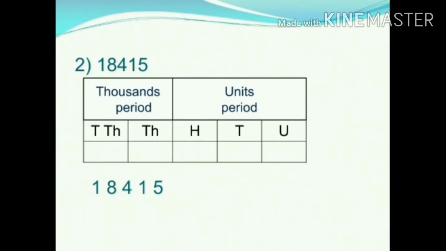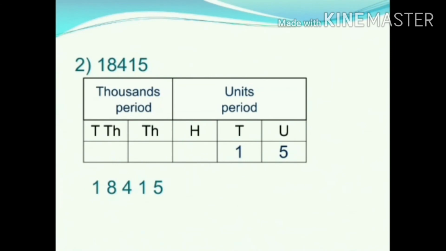Like this only we will solve our second one. First read the digits: 18415. Now we will write these digits in the place value table. First we will go from right to left. From the right, the first digit is 5. So we will write 5 in the units place. Now the second number is 1. Which is the second place in the place value table? From the right side, yes, tens place. So we should write 1 in the tens place.